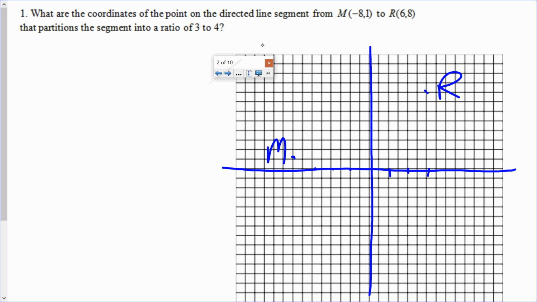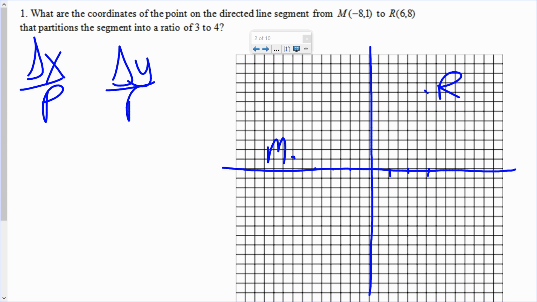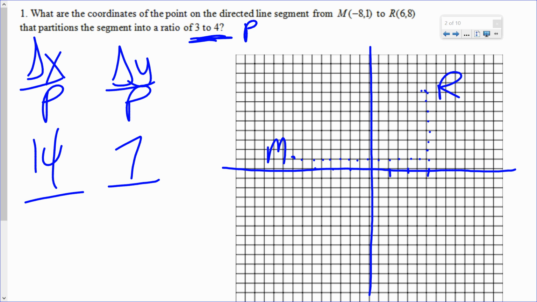So for partition, step 1, delta x over p and delta y over p. So delta x, I'm counting the x. 1, 2, 3, 4, 5, 6, 7, 8, 9, 10, 11, 12, 13, 14. And delta y, 1, 2, 3, 4, 5, 6, 7. P, since it's a ratio of 3 to 4, if I add those together, P is 7. 14 over 7 is 2, 7 over 7 is 1. 1, 2, 1, make a point.